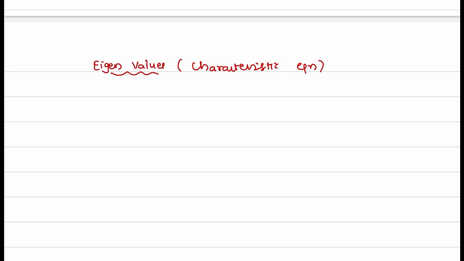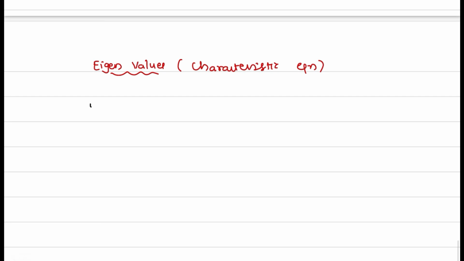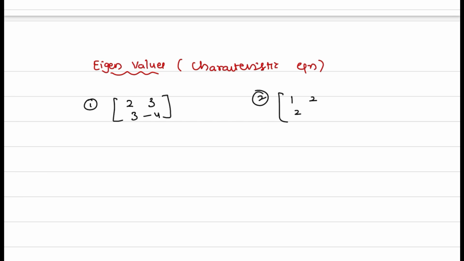Let us take the same example: 2, 3, 3, minus 4 in the first case, and 1, 2, 2, 4 in the second case. These are the two matrices given to you. I am taking simple 2 by 2 matrices because I want you to be aware of the concept. Once we dwell into the details as we move on, we will do very difficult 3 by 3 matrices and bigger ones very easily. I will tell you the procedure one by one.